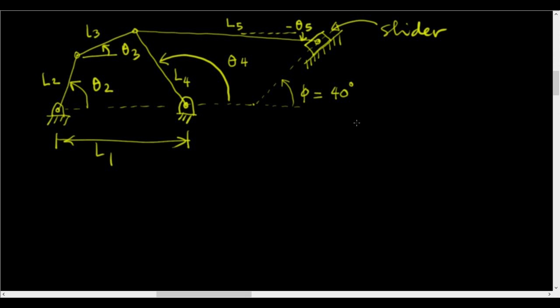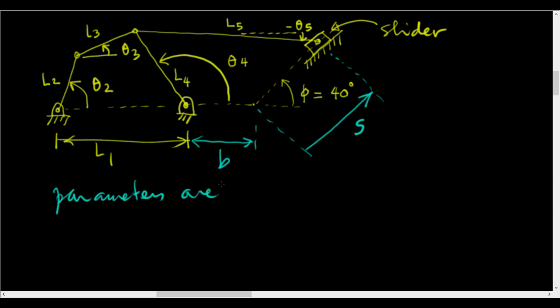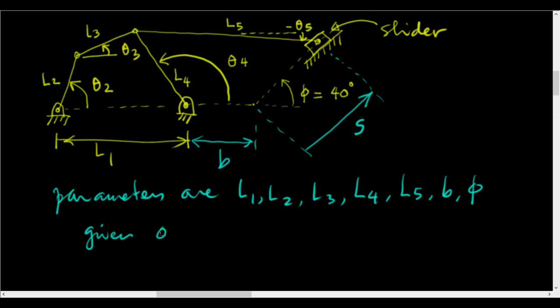Okay, and I need to locate the slider. I am going to use blue here for slightly greater clarity. So from this reference point over here, I will call this distance one of the coordinates. That will be s, and this distance has to do with the location of the line on which it slides. So this b is a parameter. Okay, so our parameters are L1, L2, L3, L4, L5, B, and phi, given theta 2.